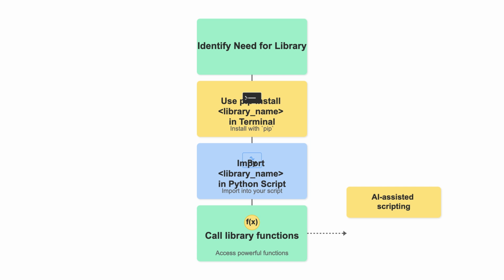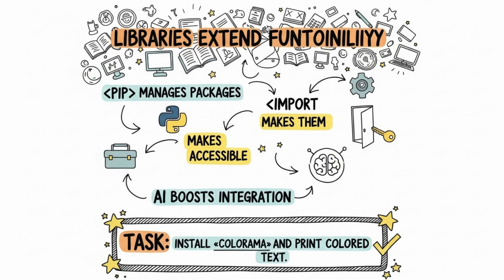For example, import requests. Then you can call its functions like response equals requests.get, https://api.github.com to fetch data from a web API. This process of installation and importation is your gateway to the entire Python ecosystem. And here's where AI tools like GitHub Copilot shine. They can often suggest the correct pip command, help you structure your import statements, and even provide boilerplate code for common library usages, drastically speeding up your development.